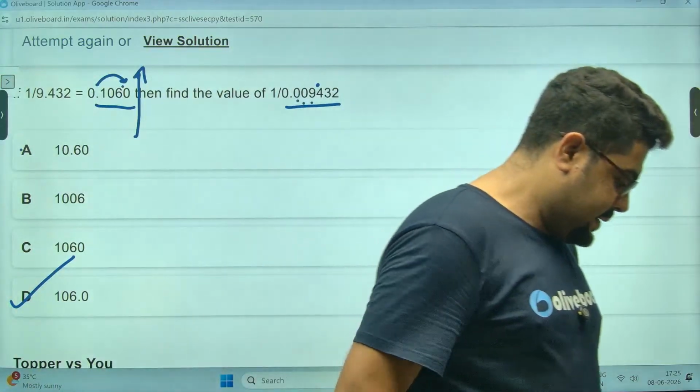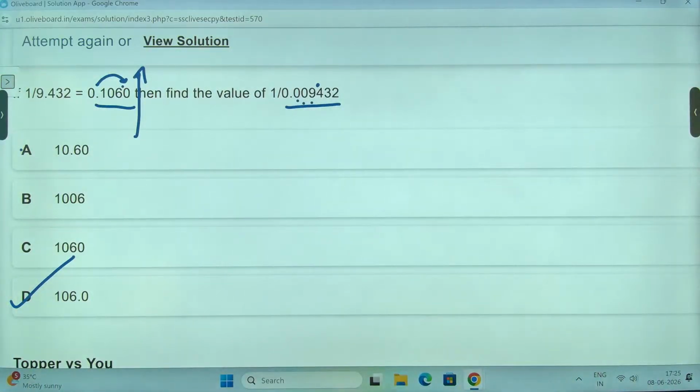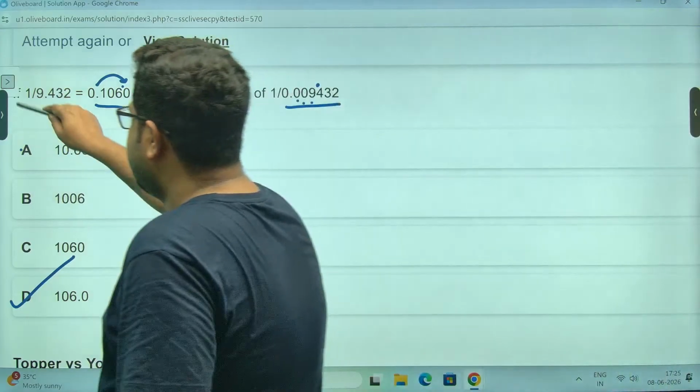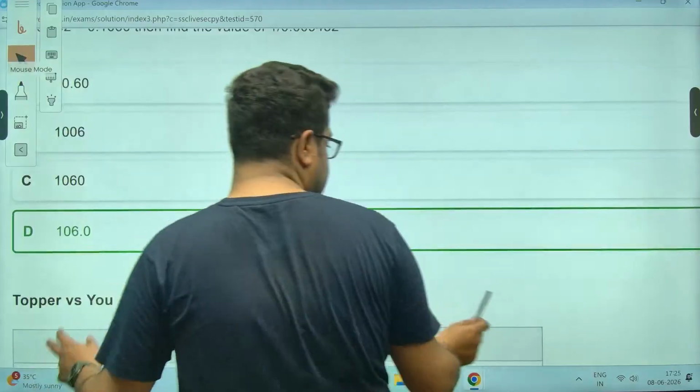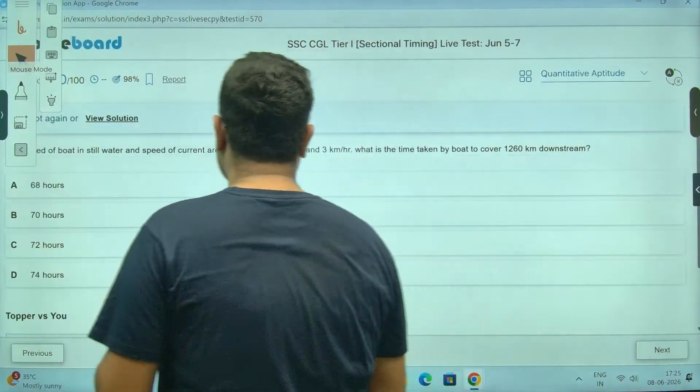Option number D, you see. You don't need to do everything, just think. Clear? Next one, please.